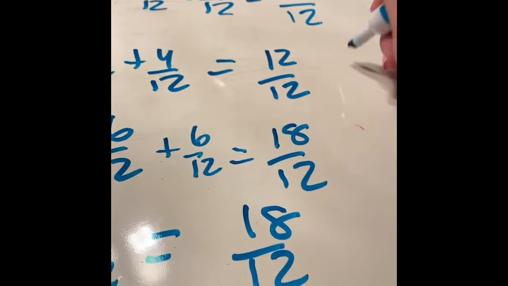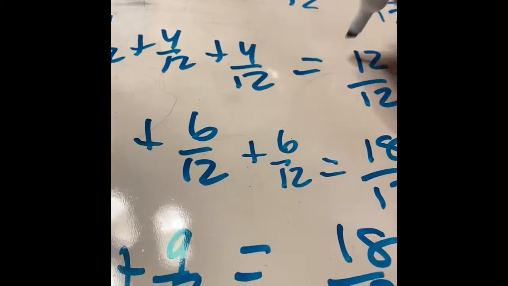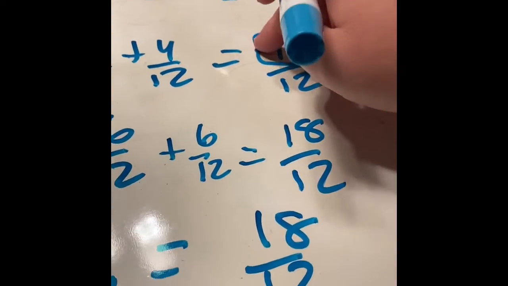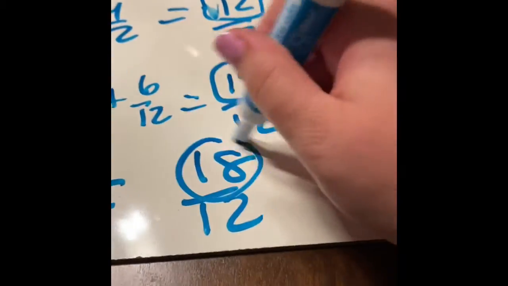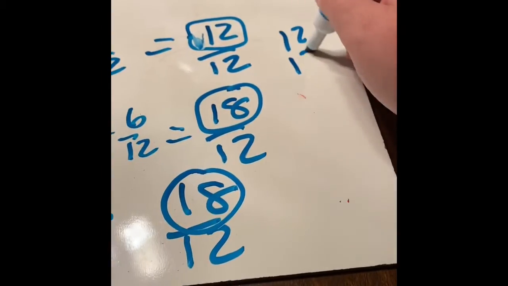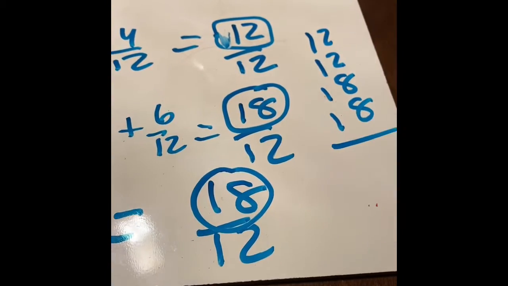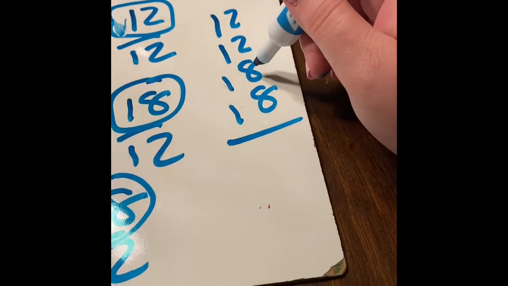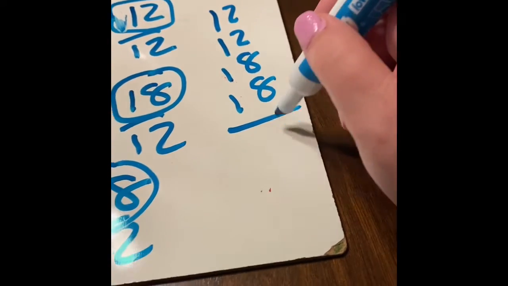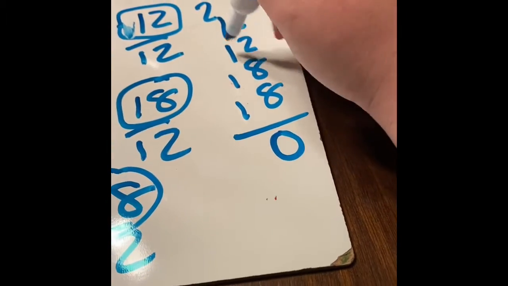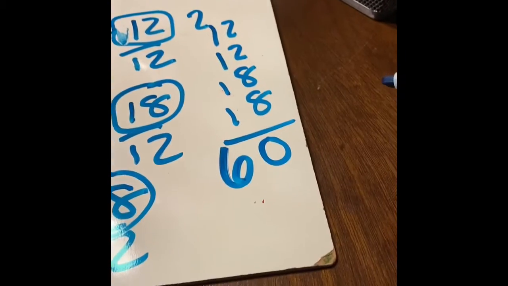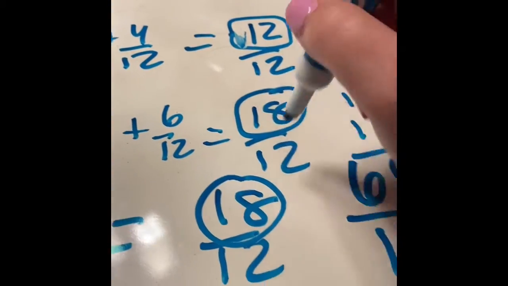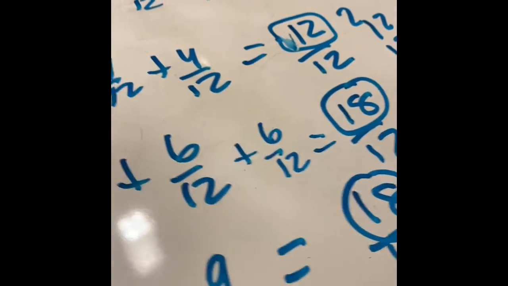So now I'm going to add all my numerators together. I'm going to add all these numerators together. So 12, 12, 18, 18. Okay? So 24, 36, 54, 72... So I have 60/12 because my denominator stays the same.